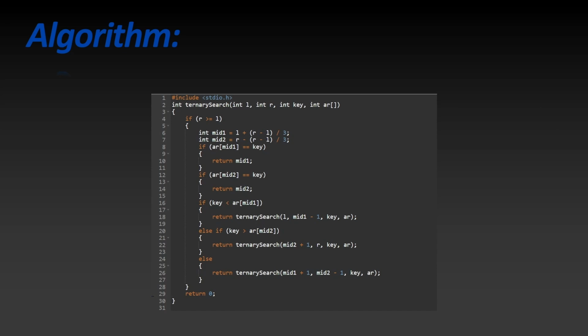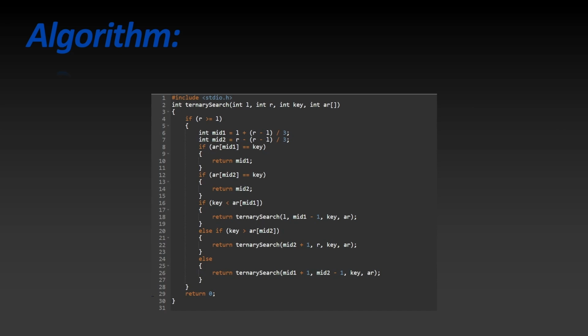And then next we check if array of mid 2 is equal to key. If that is true, we return mid 2. Now we check if the key is lesser than the element at mid 1. We go to the left subspace. This is a recursive call.